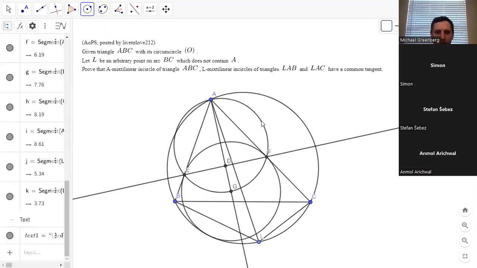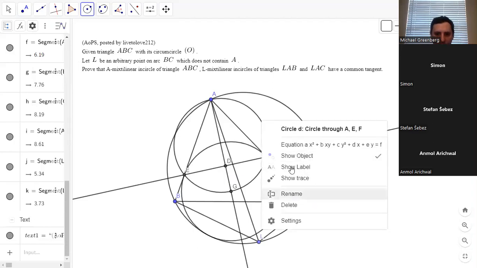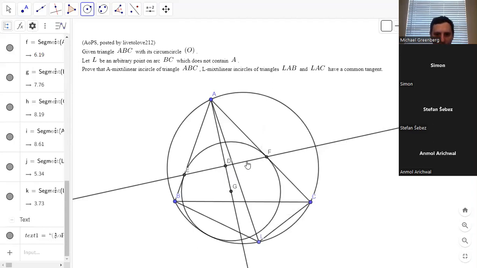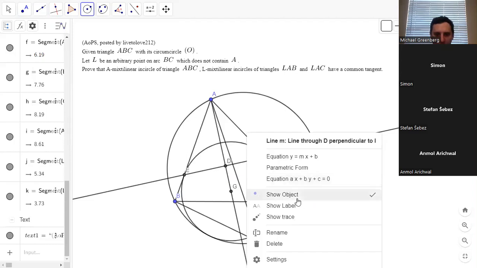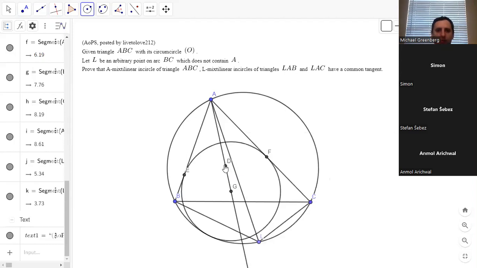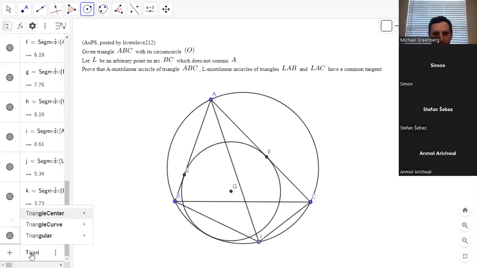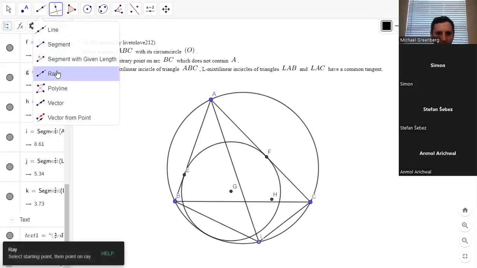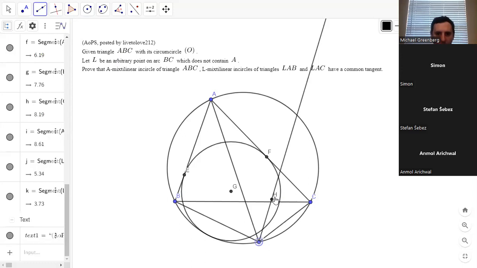And then I will do the same thing again for the other two triangles in the problem. So yeah, I'll leave those points there. I'll draw the incenter of LAC. I'll do the same idea, draw a ray, draw the perpendicular.